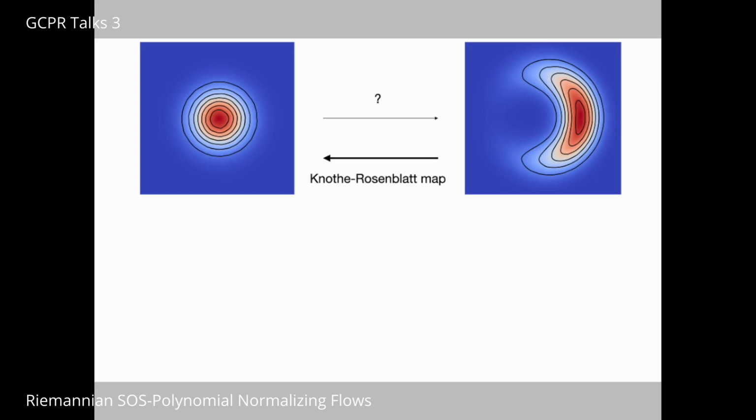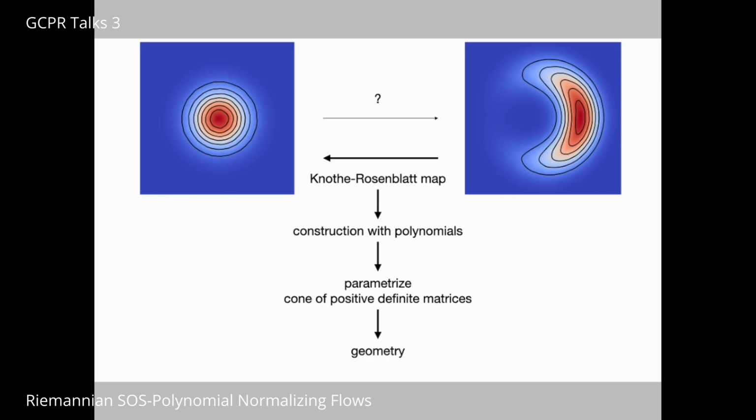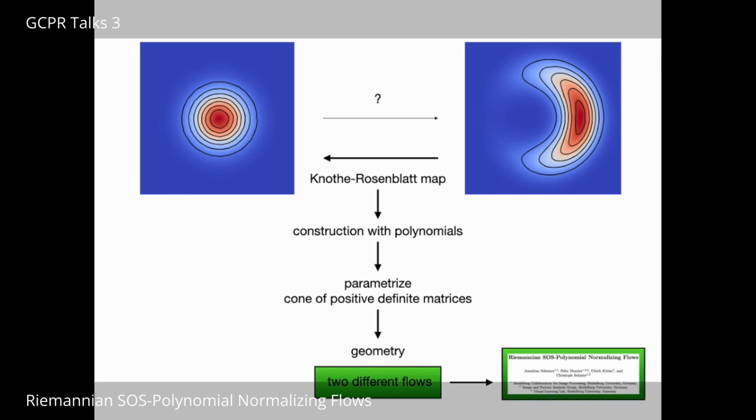We consider a polynomial basis in each component of the transport map. For this purpose, we focus on so-called SOS polynomials, which can be identified with the cone of positive definite matrices. This yields a canonical parametrization that ensures bijectivity. We can now introduce a proper geometry on the cone and derive two different flows which take this geometry into account. More details will be shown in the corresponding talk as well as in the paper.